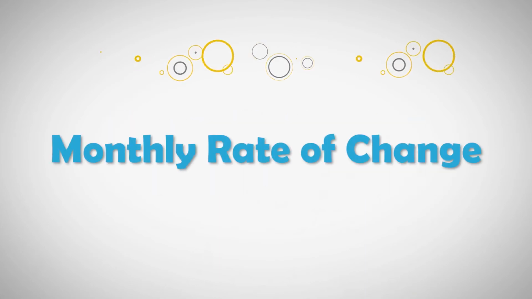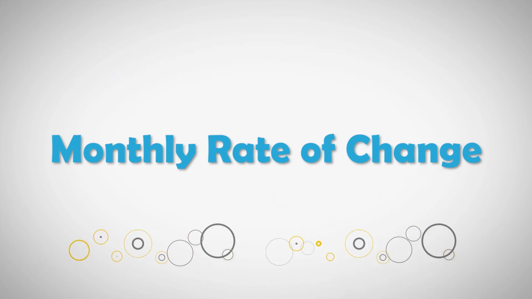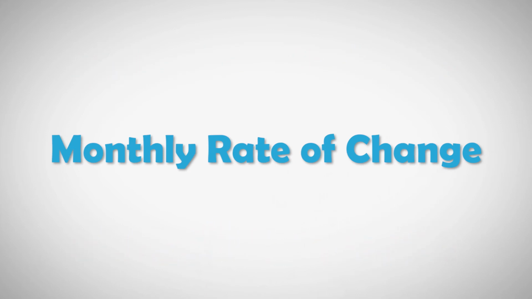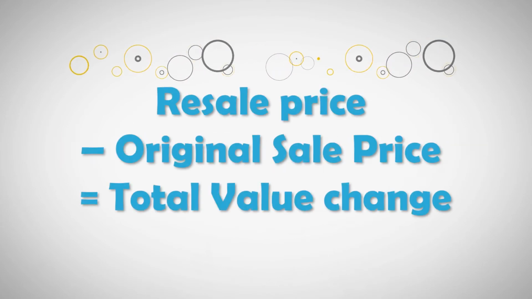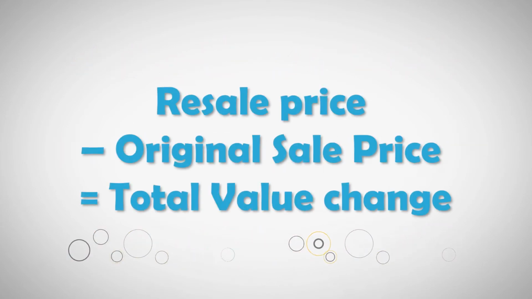The monthly rate of change is used by appraisers to come up with what that rate of change is every month. And here's the way it works. We're going to take the resale price minus the original sales price. That's going to give us a total value change. In other words, the net profit.